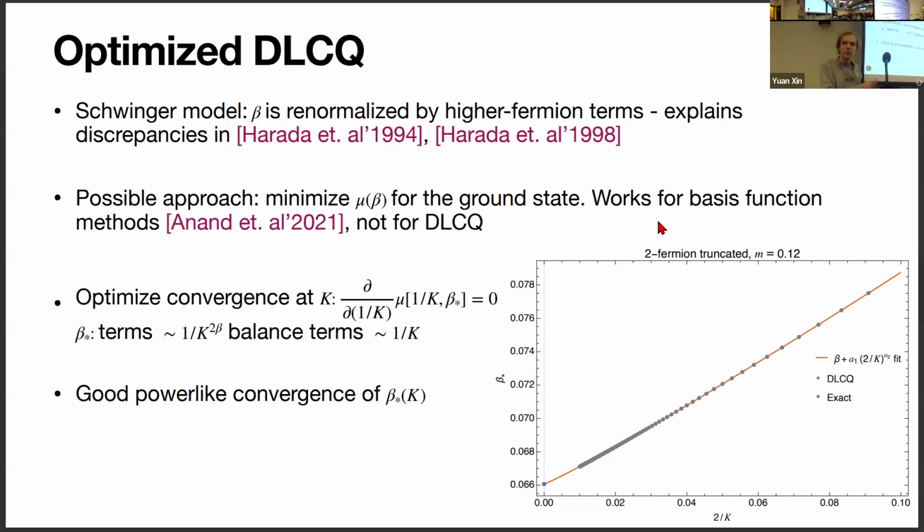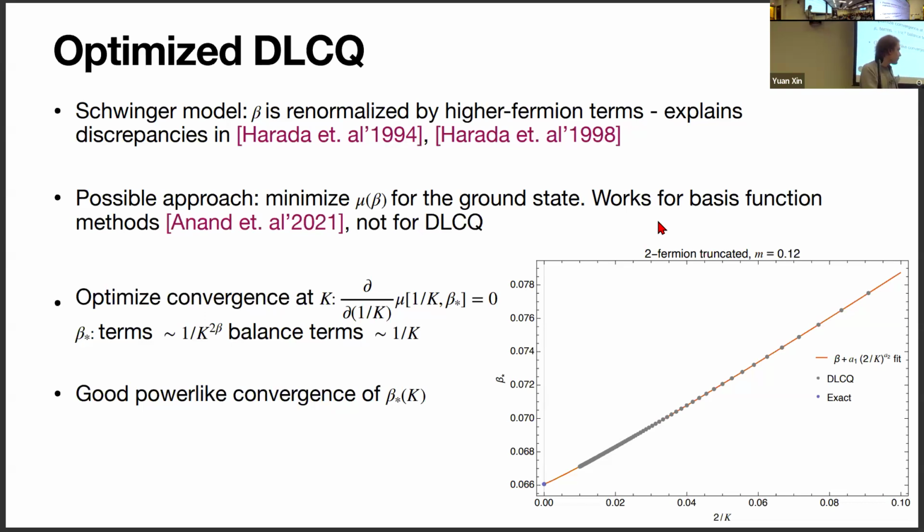That also means that we have to somehow find beta. A possible way to do that is to try to minimize the ground state mass with respect to beta. This works for basis function methods, but in the DLCQ, it just gives beta equal to 0. So instead, we try to optimize the convergence of this mass that is given by this derivative. As k is discrete, we need to take a finite difference approximation to this derivative. This plot shows that this actually works quite well.